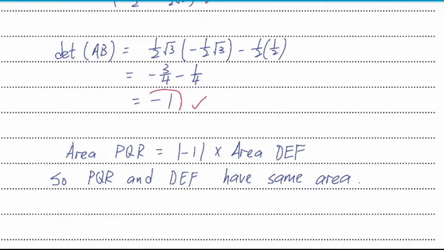So even though the determinant is negative, it doesn't matter. When we consider the modulus of this -1, it is actually the scale factor of the area of the transformation. So after that, we can say that the area of the PQR is the modulus of the -1 multiplied by the area of the DEF. So in that case, they will have the same area.